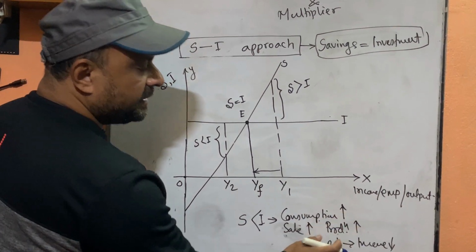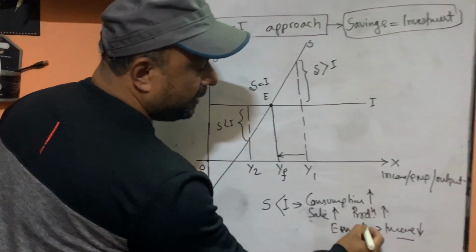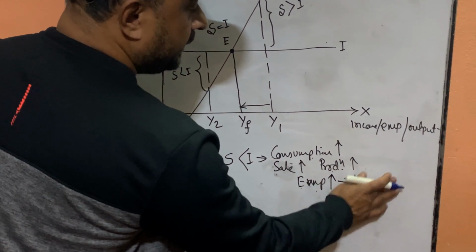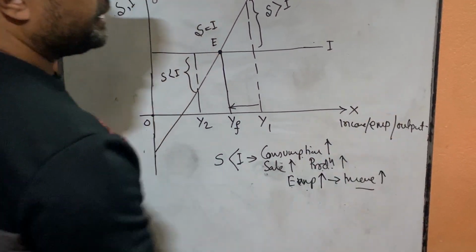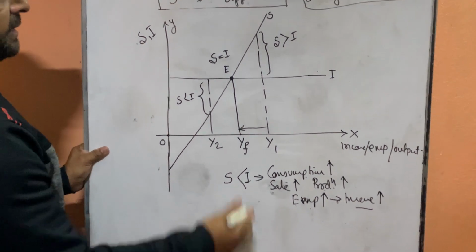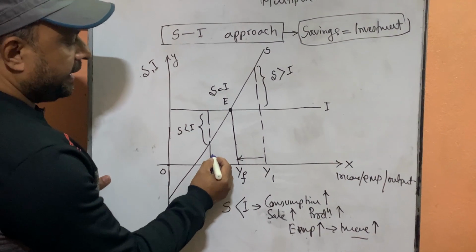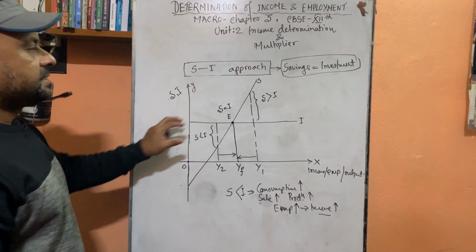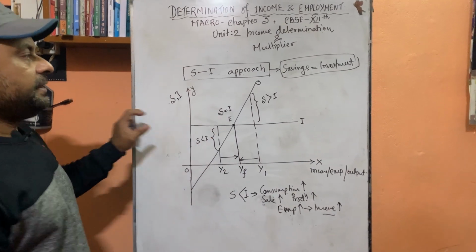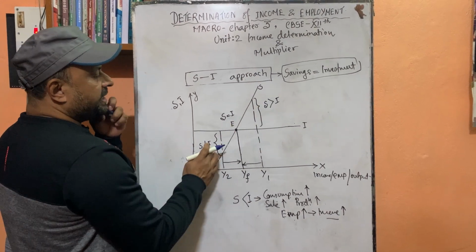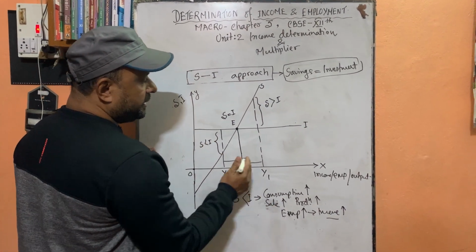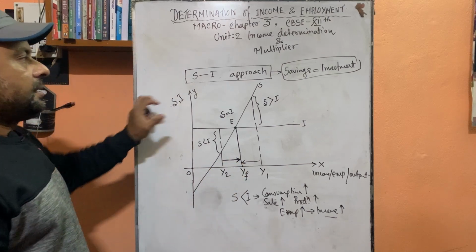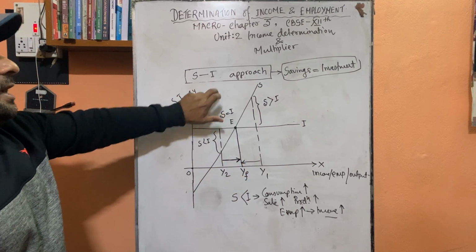If production is increased, then employment of the whole country will increase. If employment increases, the income of the whole country also will increase. So by this, the national income of the country will increase, and again the economy reaches back to equilibrium. This is our saving investment approach. If saving is less than the investment, in this way the economy again step by step reaches the equilibrium point.